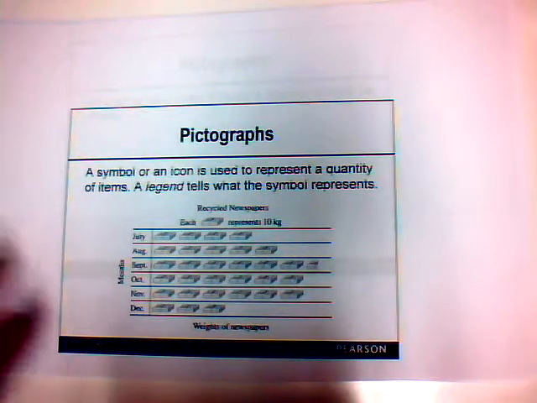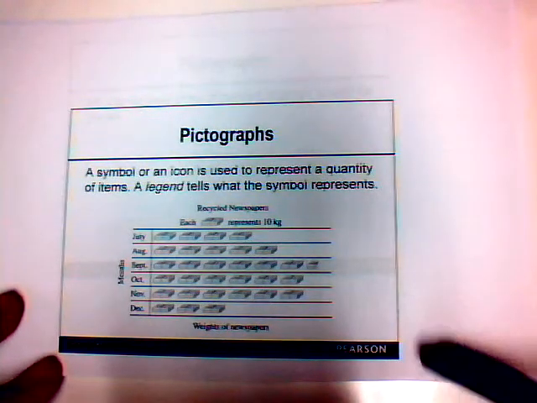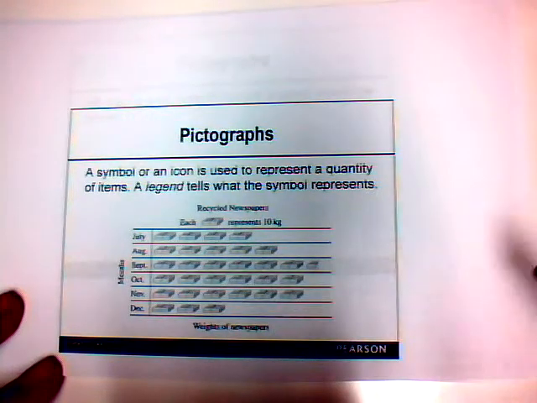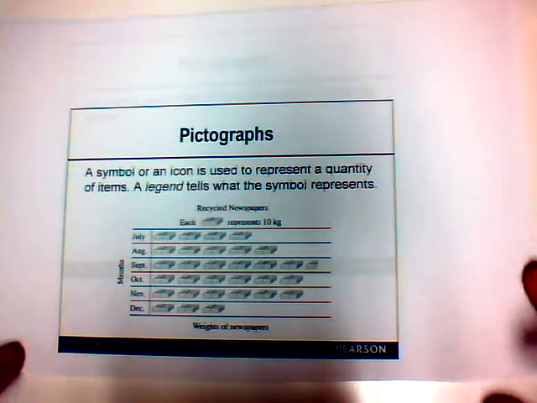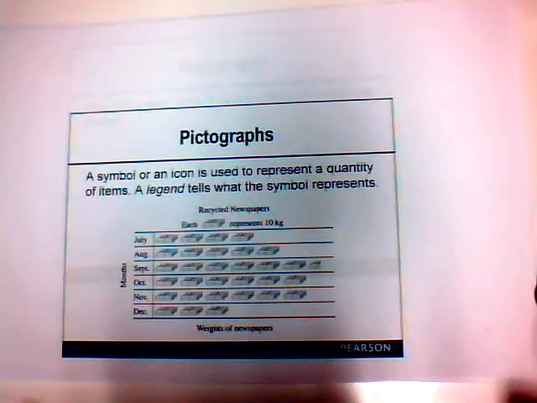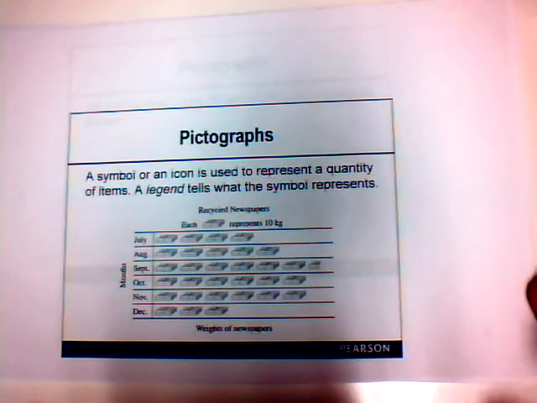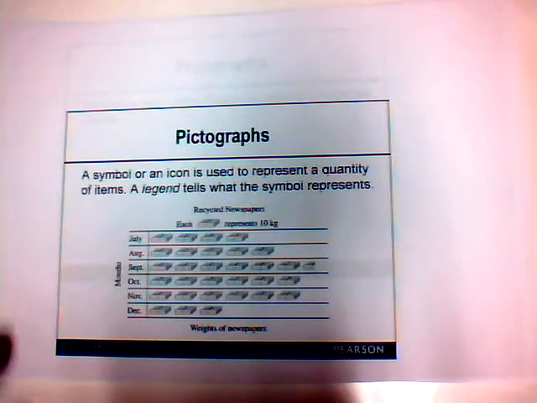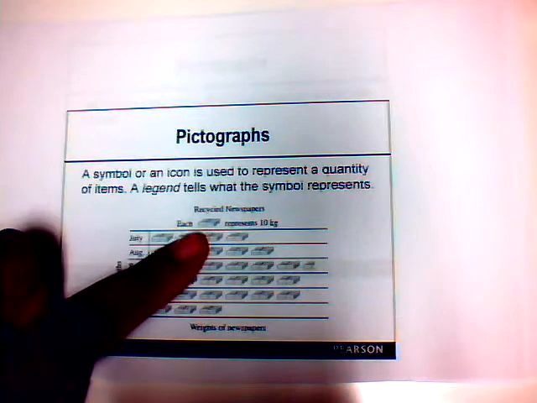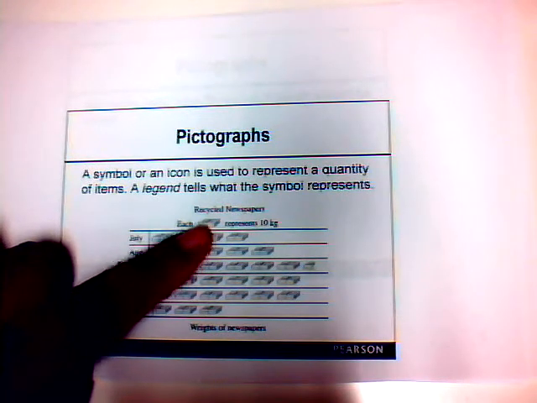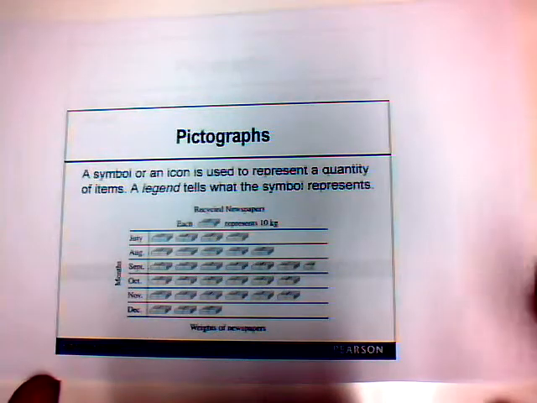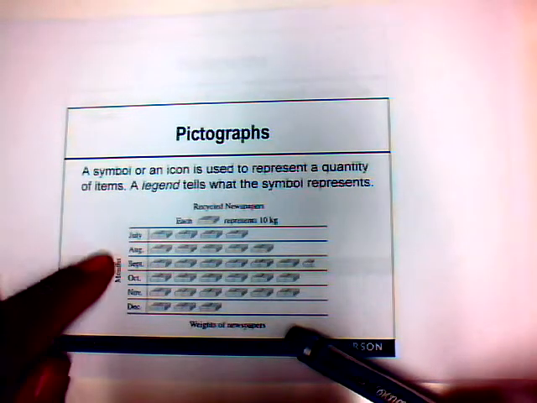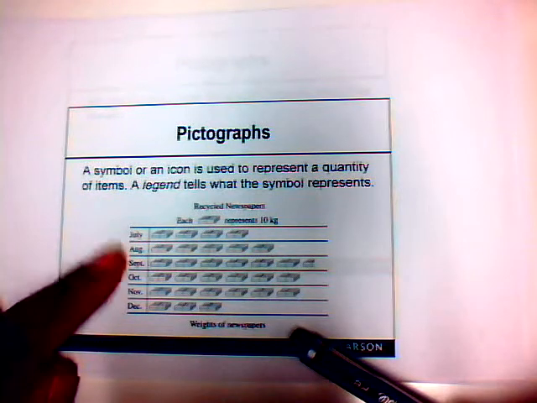Here we see a pictograph of recycled newspapers, and here they use these wrapped newspapers as icons to represent the weight of newspapers. Now, in a pictograph, a symbol or an icon is used to represent a quantity of items. A legend tells what that symbol represents. So here, it says that each of the icons for the wrapped newspaper represents 10 kilograms. And here you have the weight of newspapers and the months on the left-hand side.